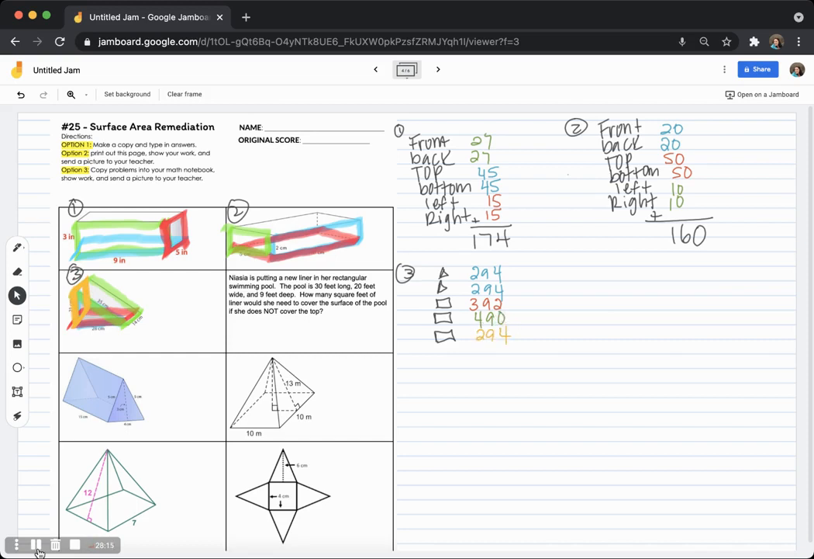And I'm going to add those up to get the total surface area. And that would give me 1,764.